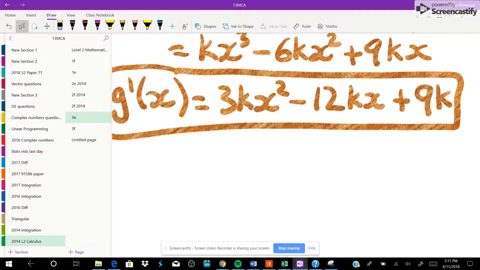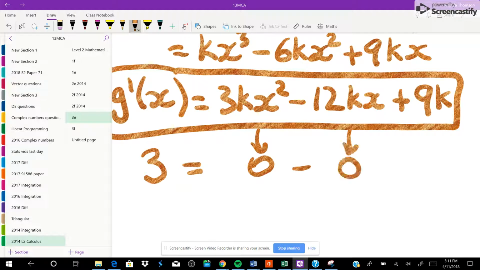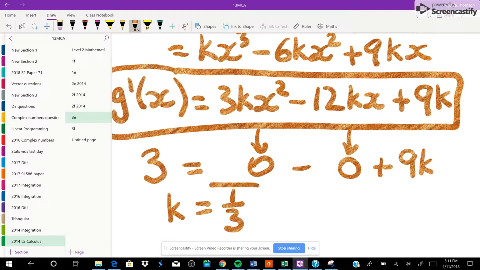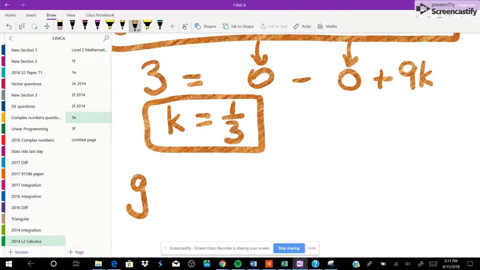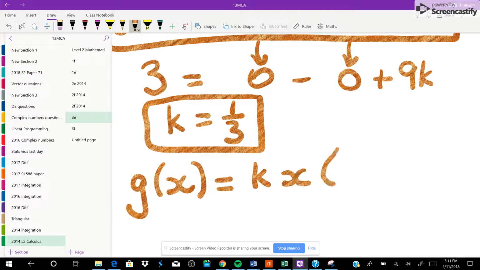So when x is 0, the gradient function value is 3. So 3 is equal to, substituting, we get 0 minus 0 plus 9k. Very nice. So k is equal to 1/3, and we can now get the full expression for the function. G of x is equal to, remember it was kx times x minus 3 squared, but now we know that k is 1/3.